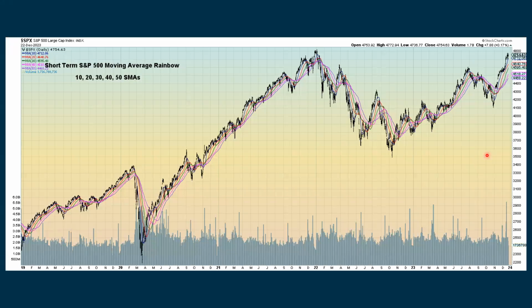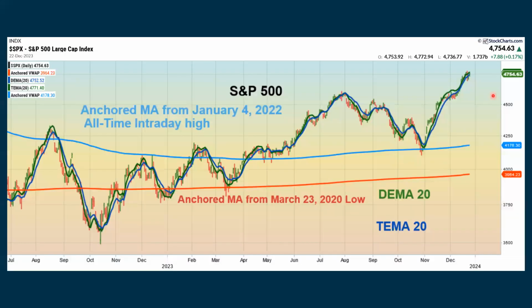Then we have some short-term charts. This is a short-term rainbow going from 10 periods up to 50 periods. And we're above all of the lines here and going up. So that's showing us on a bigger picture basis, when we take the whole chart together, that we're looking more positive.